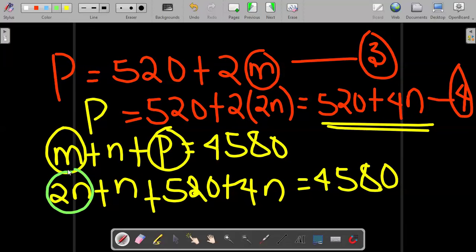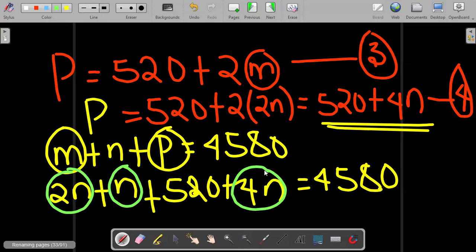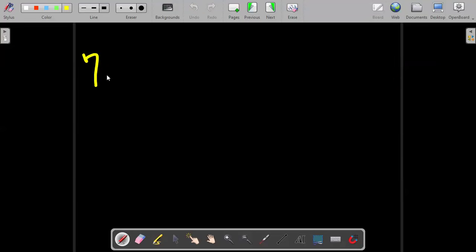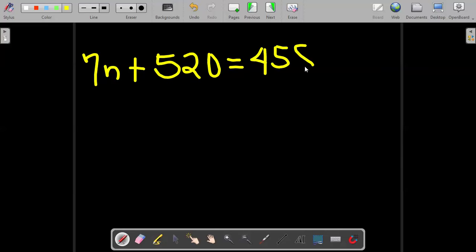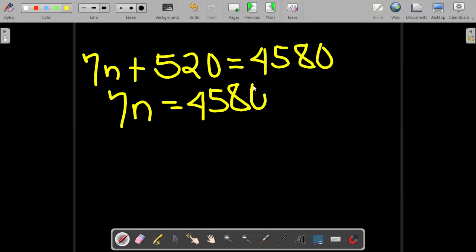I can add 2N, N, and 4N. That will give us 7N. So I'm going to have 7N plus 520 is equal to 4,580. So to find N from here, we collect like terms. I'm having 7N equals 4,580 minus 520. Let me subtract from my end.